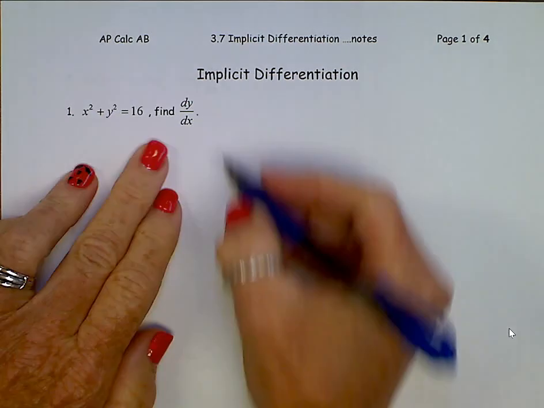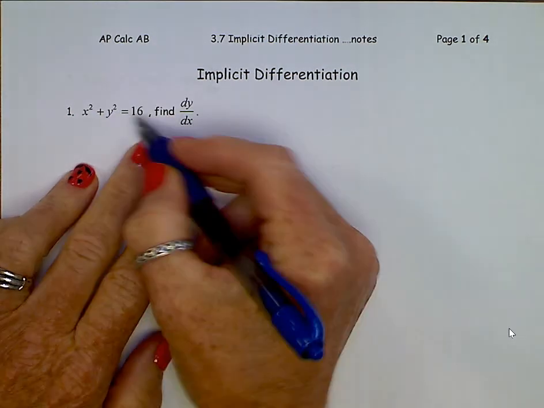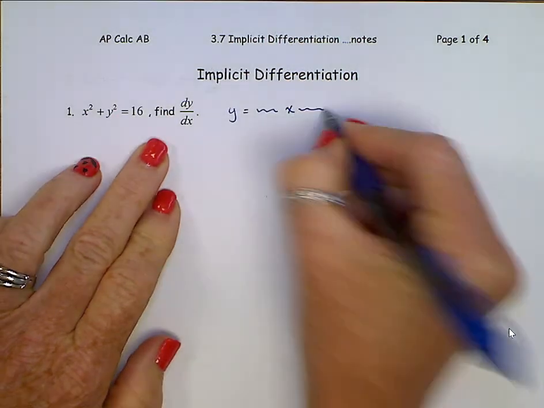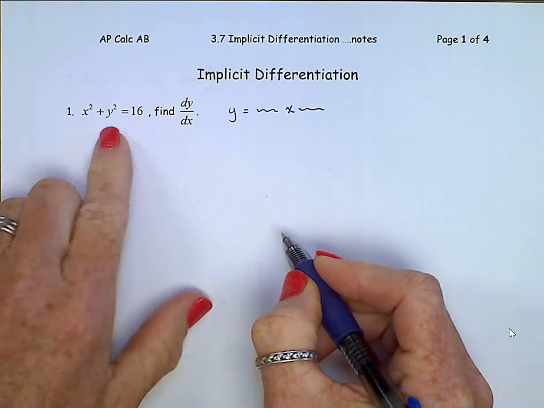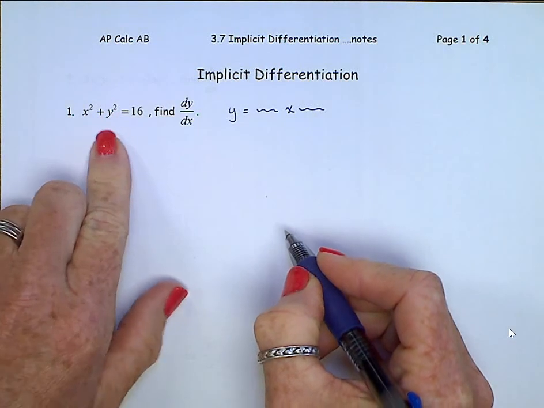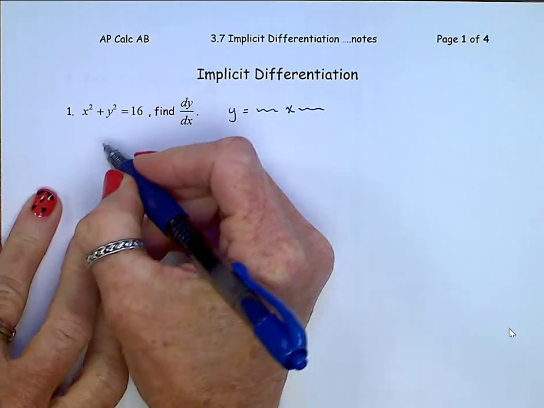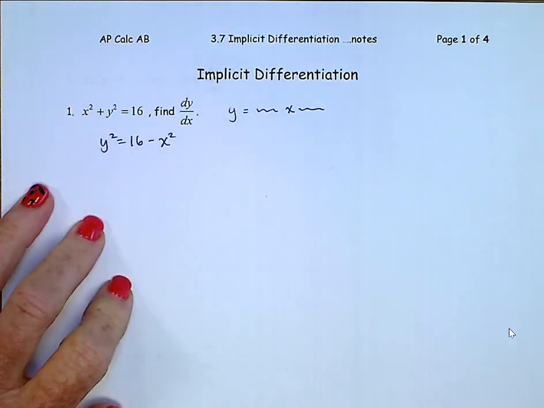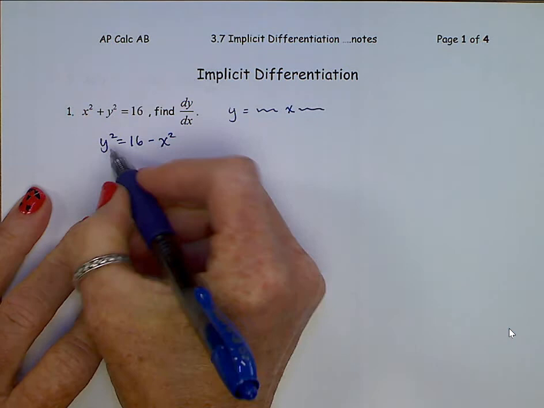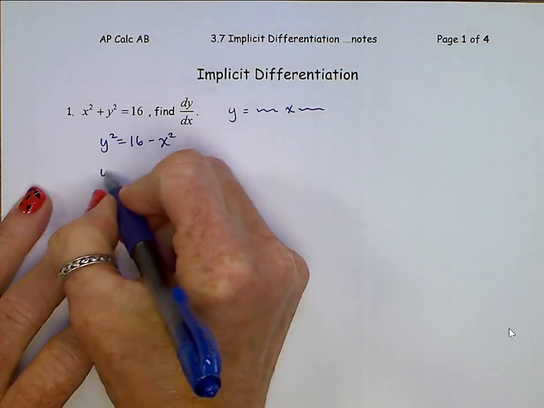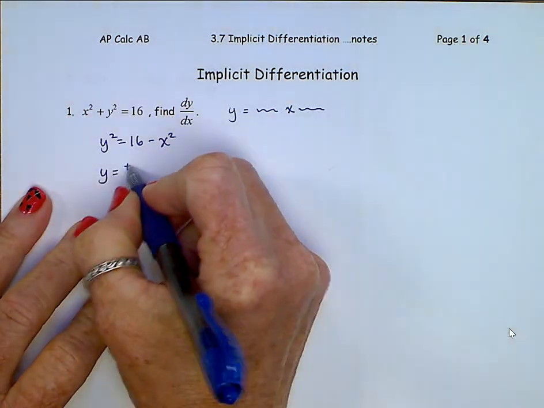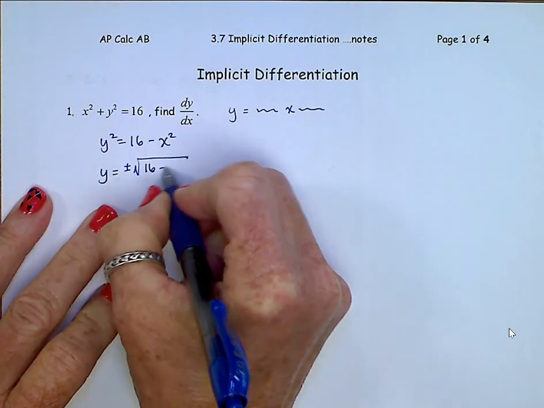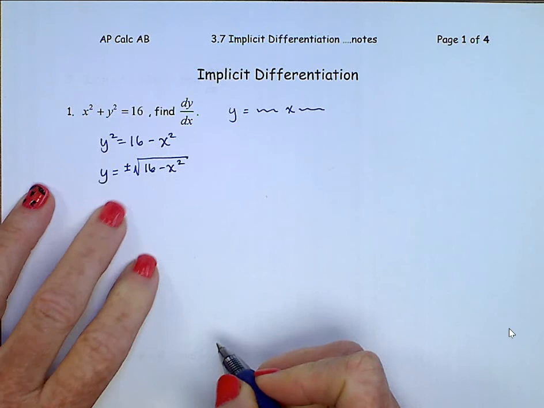Well, in order to find dy dx, we have to have an equation that's y equals blah, blah, blah with x's. So let's go ahead and take this equation and solve for y. So y squared is equal to 16 minus x squared. Then take the square root, and we remember that when you take the square root of both sides of an equation, we get plus or minus.